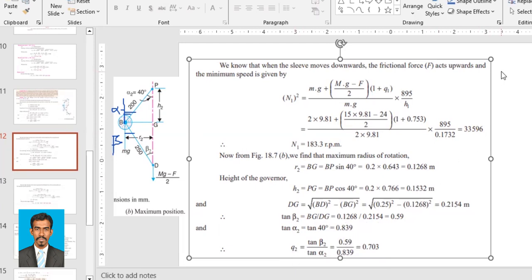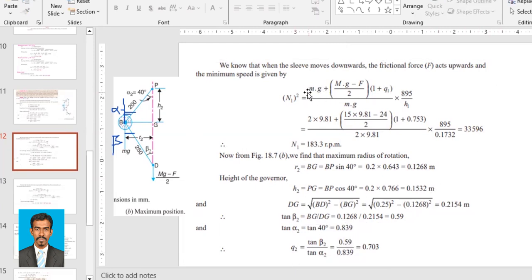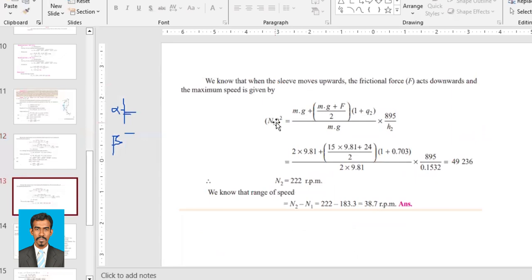So now to replace in the equation, we know Q also, right? The other data are already given. Now that we have found Q, we can apply it in the equation. So what is our equation? For N2, that is maximum speed: Mg plus small mg plus F by 2 into 1 plus Q2 upon mg into 895 by h2, right? So now we need to consider the friction.